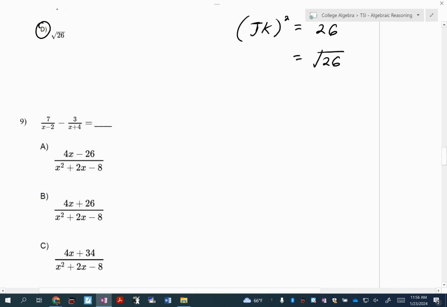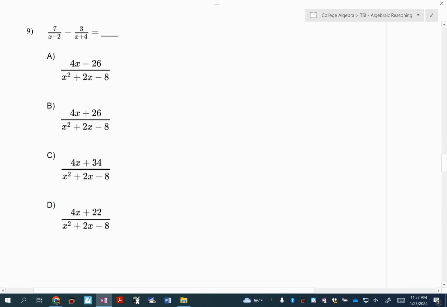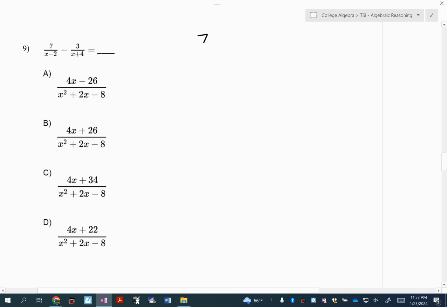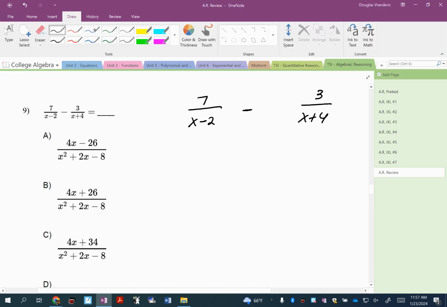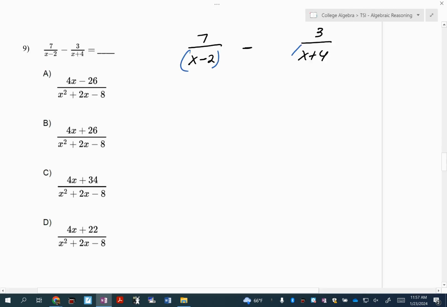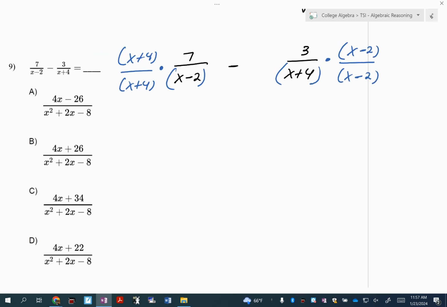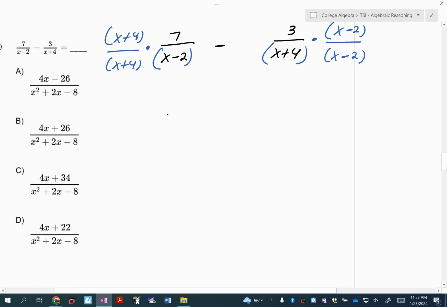All right. Number 9. Number 9 is subtracting two rational expressions, and you need a common denominator. So let me copy it down over here for you. Now, the thing about this is that you actually don't have anything in common if you treat this as if they were two different factors. So we need to multiply by the other factor, top and bottom. So x plus 4 over x plus 4 over there. And over here, we're going to multiply x minus 2 over x minus 2. That would give me a common denominator of x plus 4 times x minus 2.